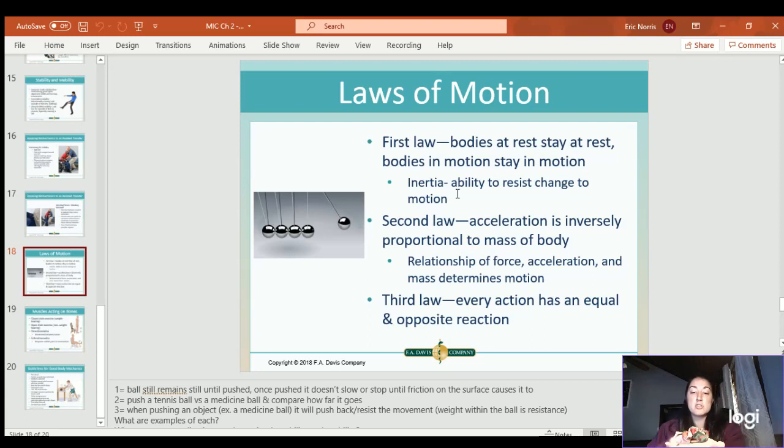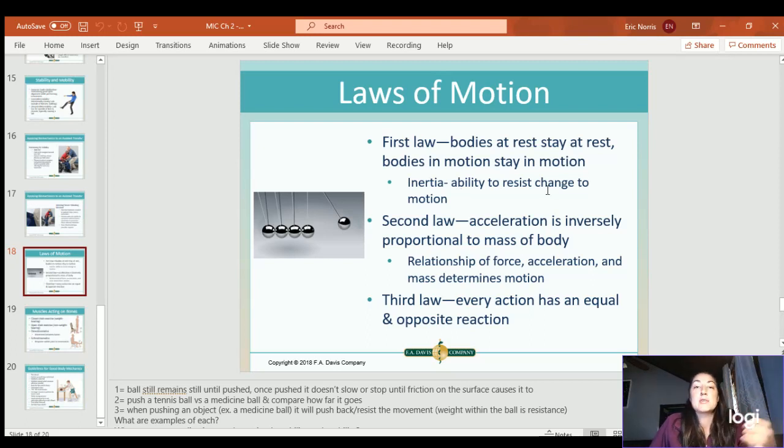If I have this scrunchie, it takes very little. I could probably blow it and it'd be moved. If I have this water bottle that's full of water, I have to push it pretty hard to move it. Blowing it doesn't really affect it. So that's the amount of inertia inside of an object.